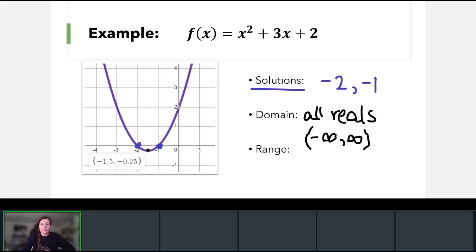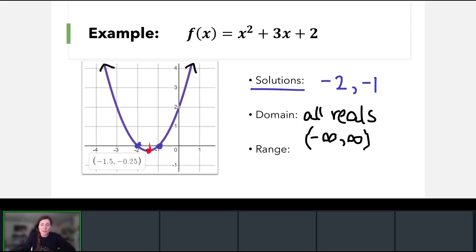Okay, next up, the range. I'll keep those arrows here. The range is the y. We can see that we do have a lowest point on this function, our minimum value. Our minimum value, or our vertex, occurs right down here. The vertex is the turning point of this parabola. In this case, our vertex is a minimum point. It's all the way at the bottom.